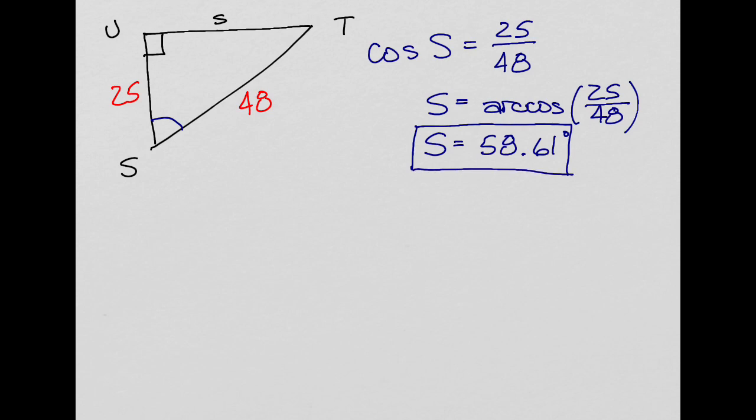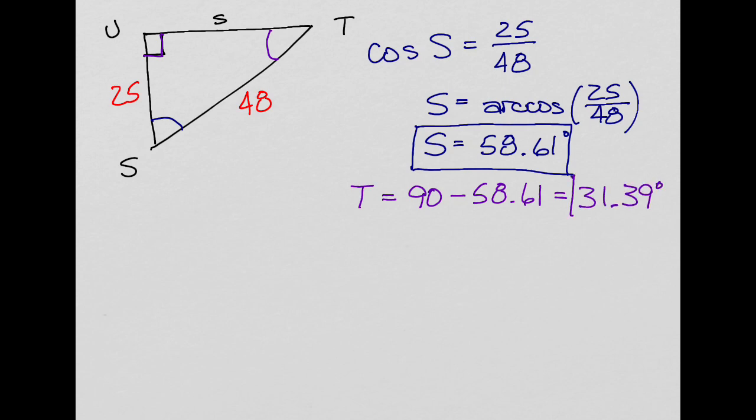Once I have one of the acute angles, the other acute angle we can get by subtraction. There's 180 degrees in every triangle. This is a right triangle, so 90 of its degrees are already taken up in the right angle. So angle T I can find by subtracting 90 minus angle S and find that angle T has a measure of 31.39 degrees.